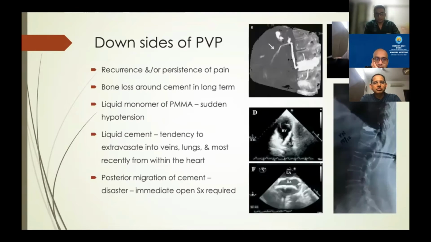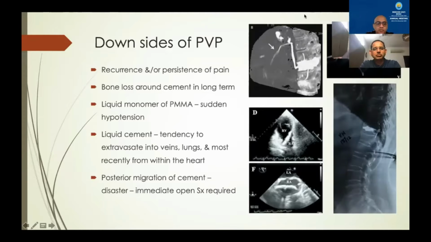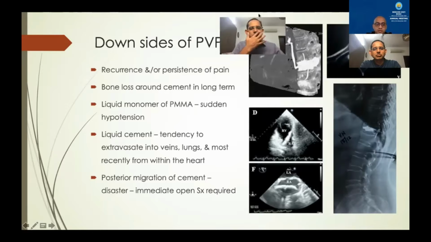quite cost effective. However, the downsides of PVP are that there is a significant amount of recurrence or persistence of pain, and there is also a bone loss around the cement in the long term. The liquid monomer tends to cause sudden hypotension in many patients, whereas the liquid cement does have a tendency to extravasate into the vein, the lungs, and more so recently from within the heart as well. Any posterior migration of cement, as shown here, can lead to a disaster and requires an immediate open surgery for the treatment.